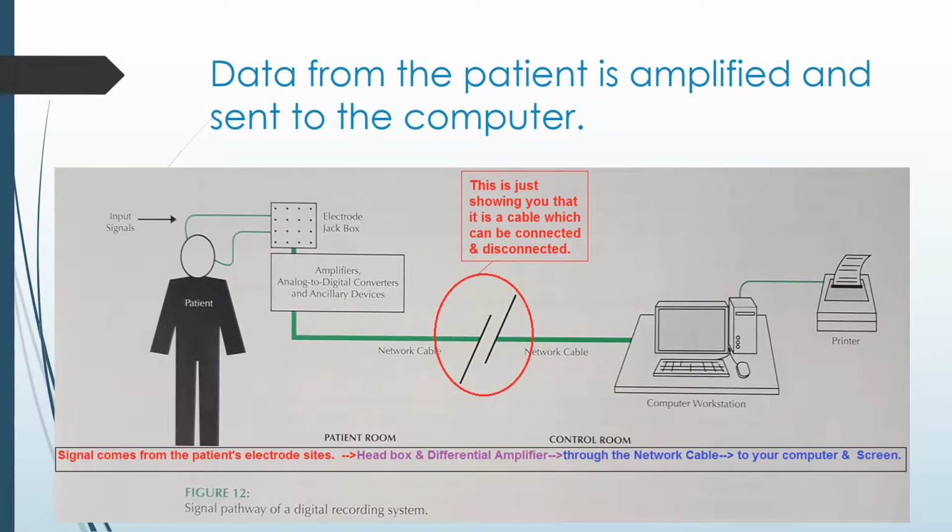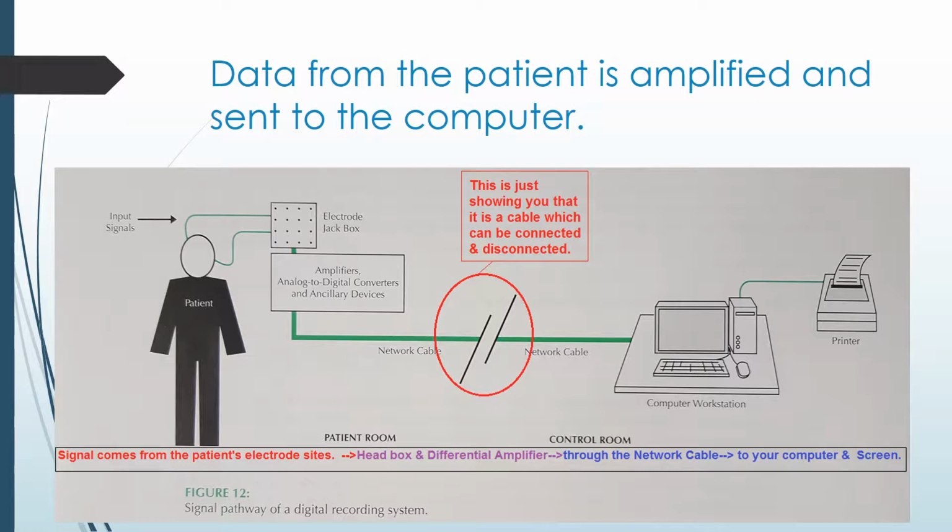So here, let's start at our patient, and we see the wires coming off the patient. We call those our input signals because it's going from the patient into our system. In this picture, the electrodes go into the jack box. This is also called the head box. And again, sometimes the amplifier is part of the head box and sometimes it is not. And then you have a network cable, which is going to go from the patient's room all the way to your control room where you will be sitting and where your computer system will be located. And it'll be your computer system that is then gathering and storing the data.